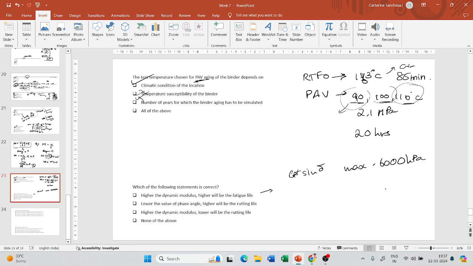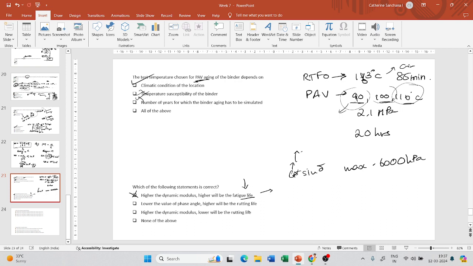So if it is stiffer, when will it be stiffer? If the modulus is high, the material will be stiffer. So if the modulus is high, the fatigue cracking will be more, fatigue damage will be more, and so the fatigue life will be less. So this is not the option.